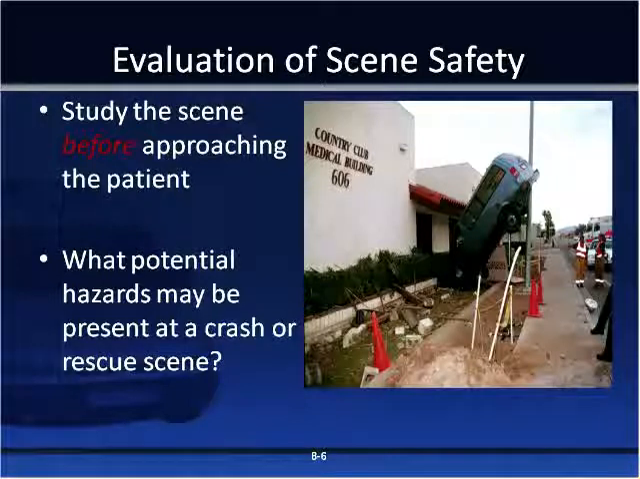Study the scene before you approach the patient. What potential hazards may be present at a crash or rescue scene? Looking at this scene here, does this look safe? Is that vehicle safe to go near? That will be once fire personnel stabilize the vehicle, but just arriving on the scene, that may not be a safe scenario for medical providers to go into.